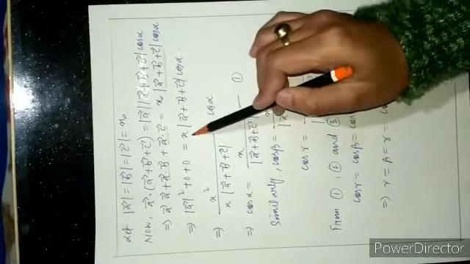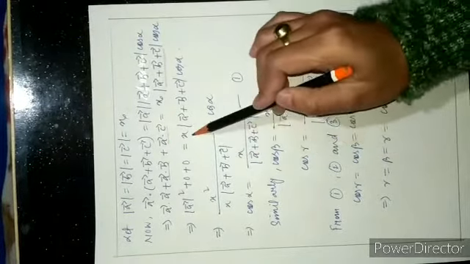Cos alpha is equal to magnitude of A squared, which is x squared, divided by x times the magnitude of A vector plus B vector plus C vector. So cos alpha is equal to x divided by the magnitude of A vector plus B vector plus C vector. Call this equation 1. Then similarly we can find cos beta equal to x divided by magnitude of A plus B plus C, and cos gamma with the same expression.